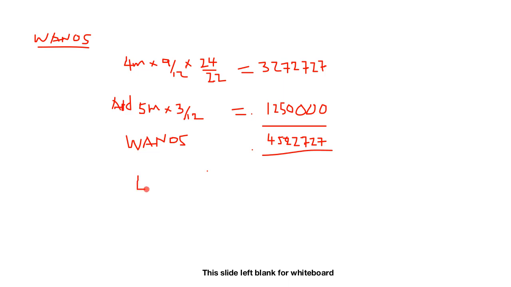So now our earnings per share. Remember, earnings per share is given by the earnings, which is 1,085,400, divided by WANOS. We are using the concept that we learned the other time. So we divide this by 4,522,727. So what will this give us?